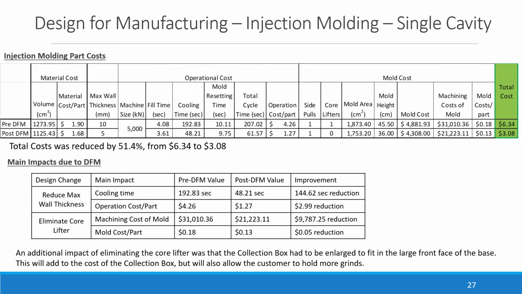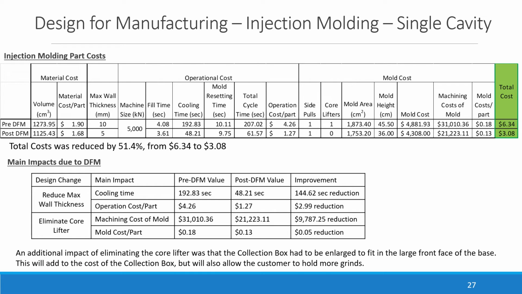In terms of the cost of manufacturing the part, you will see a 51.4% overall cost reduction from before the DfM process and then after redesign, which is a significant reduction. And there are 2 main design drivers for this cost reduction. One is the reduction of maximum wall thickness from 10 to 5 millimeters, and the second is changing the design to eliminate the core lifter. And you will see the cost and timing impacts shown in that chart for those changes.